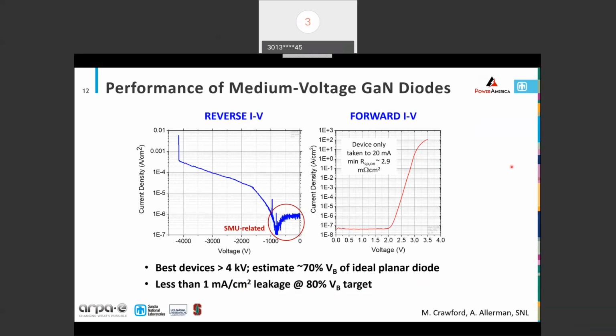The diodes do turn on as well. So also obviously very important. In this case, we get a specific on resistance. Of course, this is log scale. So kind of up here, a little under 3 milliohms centimeter squared.